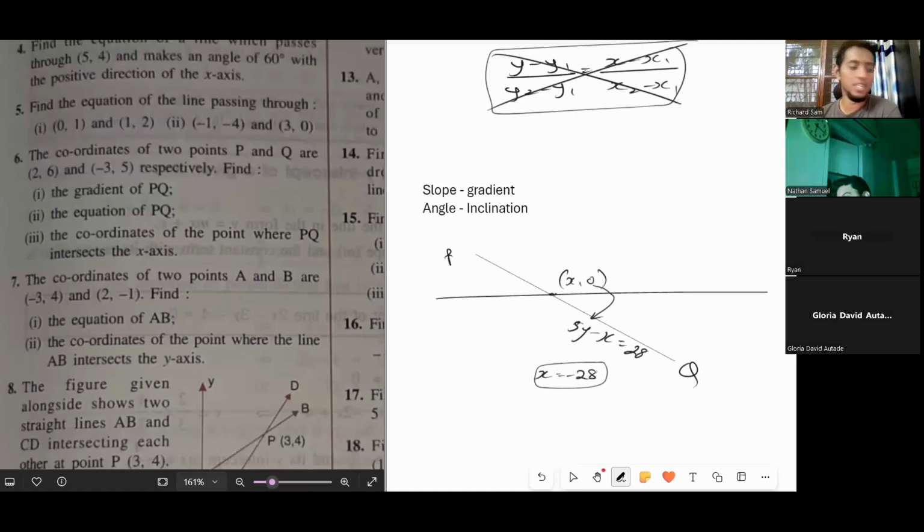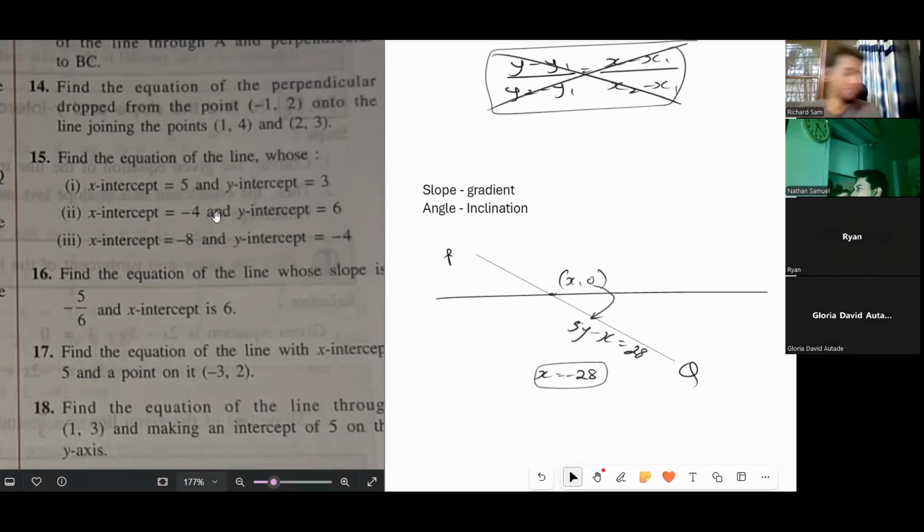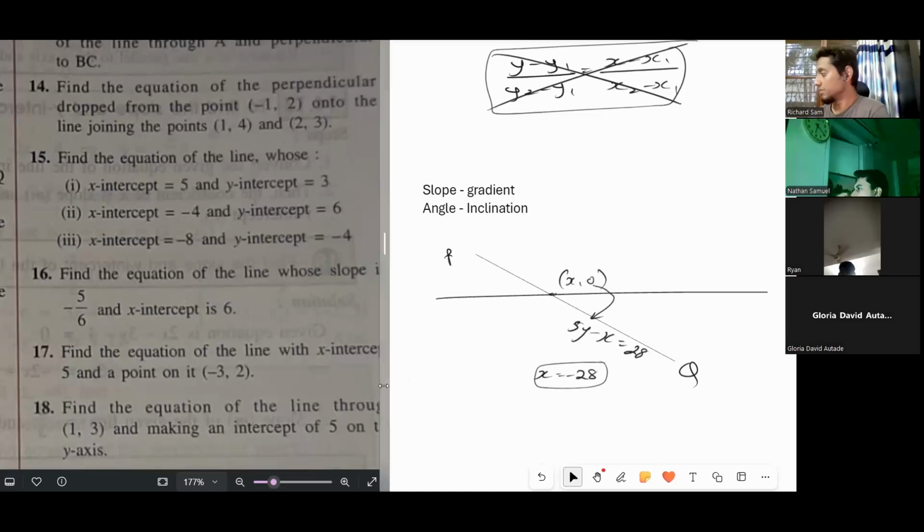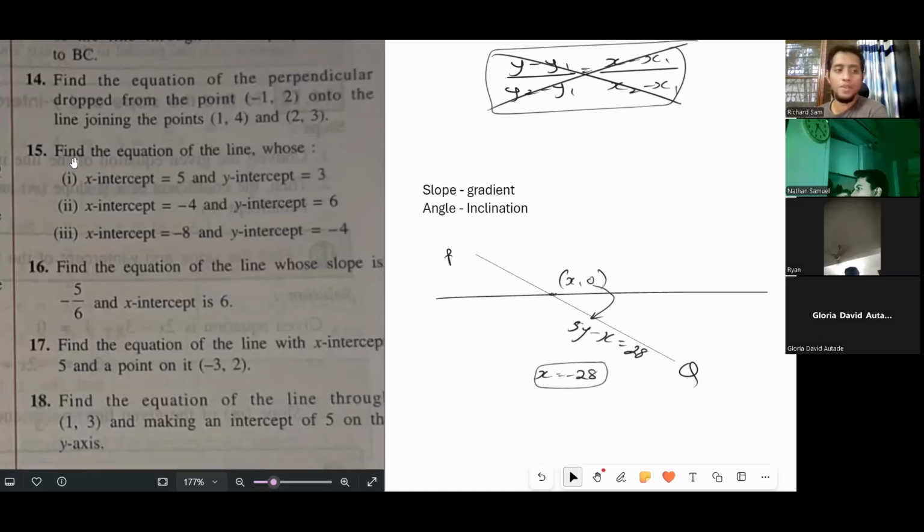Anyone has any doubt, please ask. I think we'll go to the next one. Those of you who didn't finish, please complete it later on. Look at the 15th question in my book. Find the equation of a line whose x-intercept is 5 and y-intercept is 3.